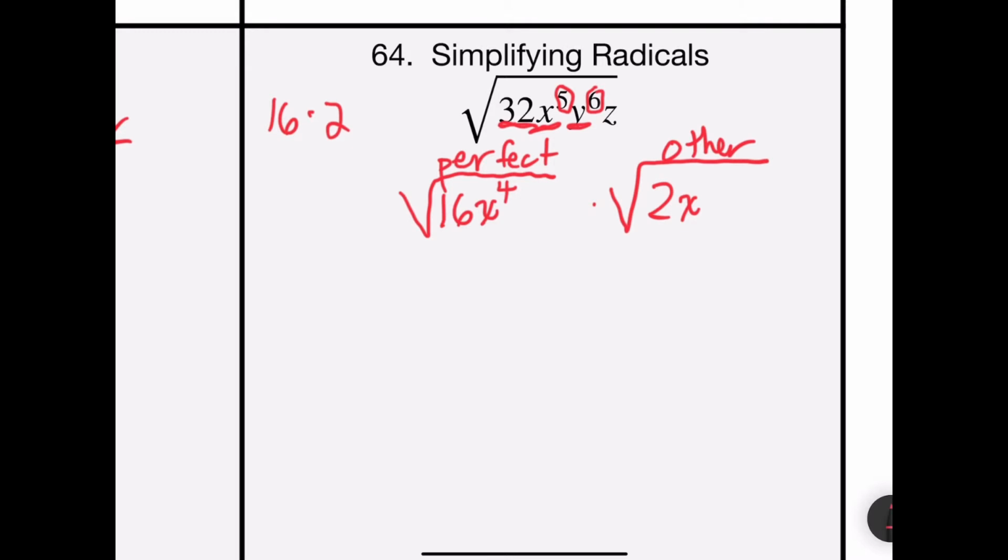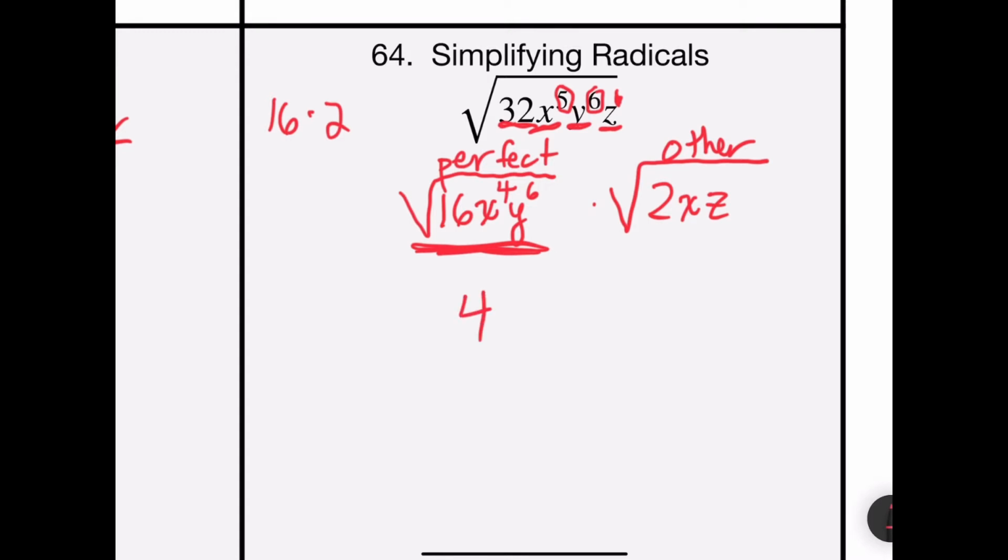Now I'm going to look at the y to the 6th. Well, 6th is an even number, so y to the 6th is a perfect square factor. Then I'm going to look at z. Z, there's a hidden 1 right here. To the 1st, I can't even get to an even number, so that would be in the other radical. Now I can take the square root of the perfect radical. The square root of 16 is 4.